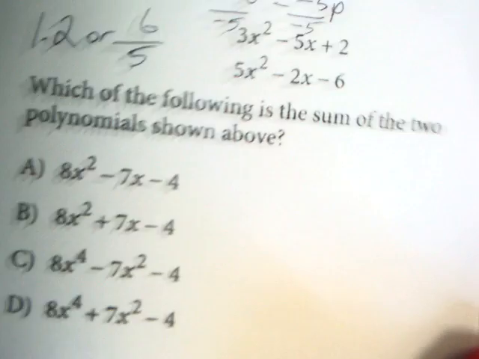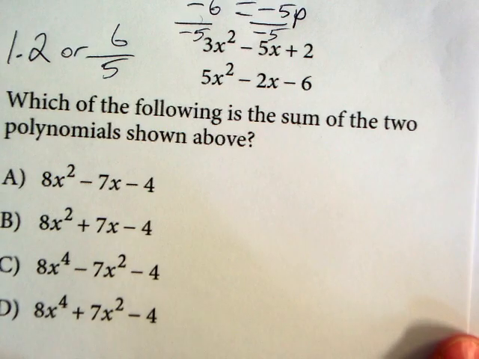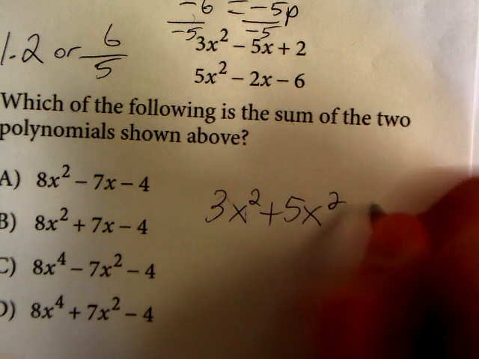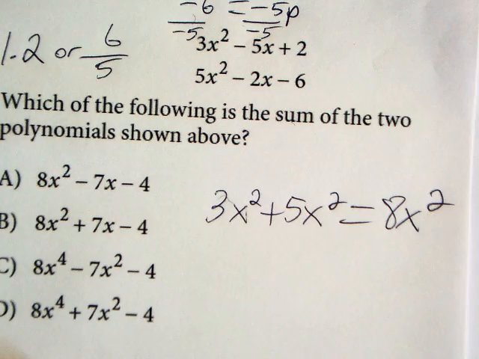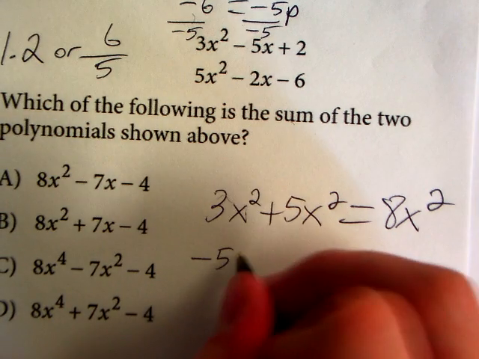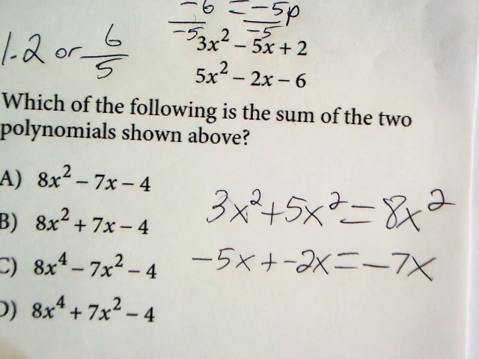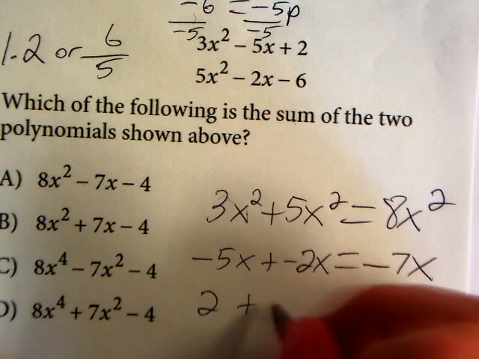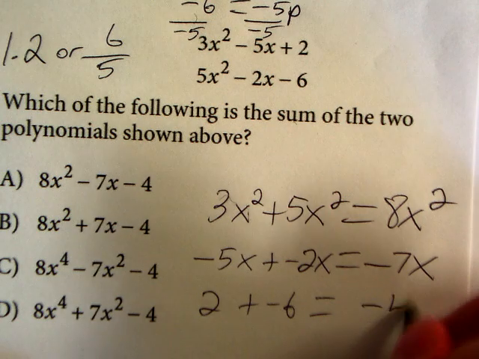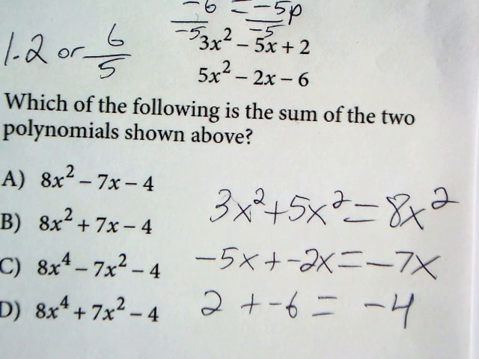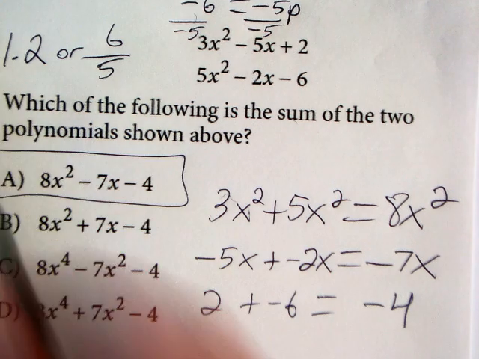Next problem, we'll take one term at a time. 3x squared plus 5x squared gives us 8x squared. A minus 5x plus a negative 2x gives us negative 7x. 2 plus a negative 6 gives us negative 4. If we combine these terms back together, we see that it corresponds with letter A.